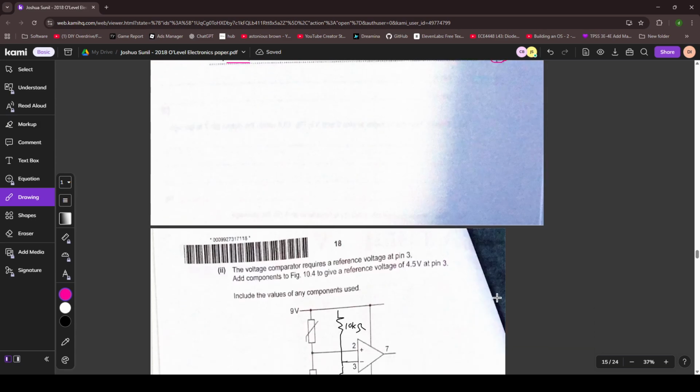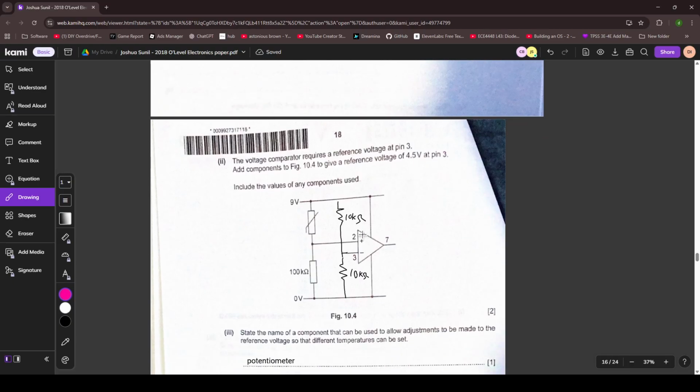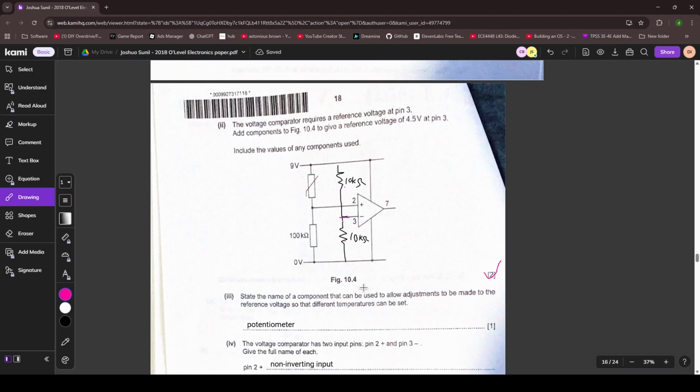Okay. The voltage comparator requires a reference voltage at pin 3. Add components to give a reference voltage of 4.5. Yeah, okay. So 4.5 is half of 9 volts. So we can just use 2 resistors of the same resistance to divide the voltage evenly into 2 parts. So this would be 4.5 volts. So yeah, this is correct. State the name, and include the values, yeah.